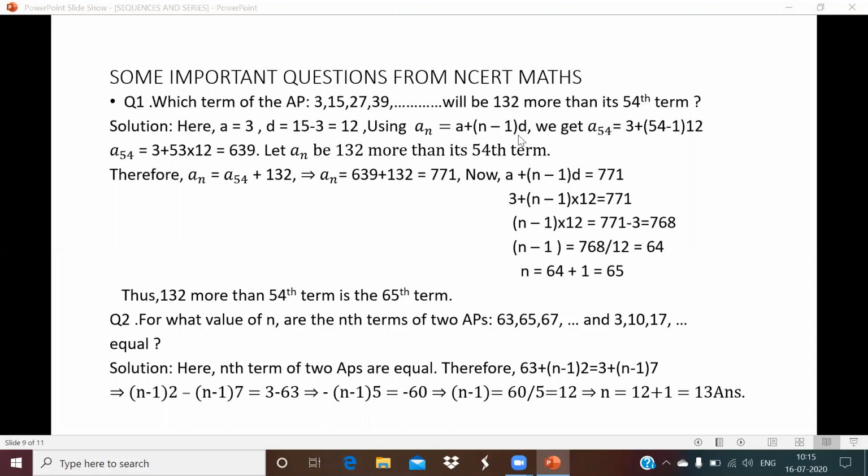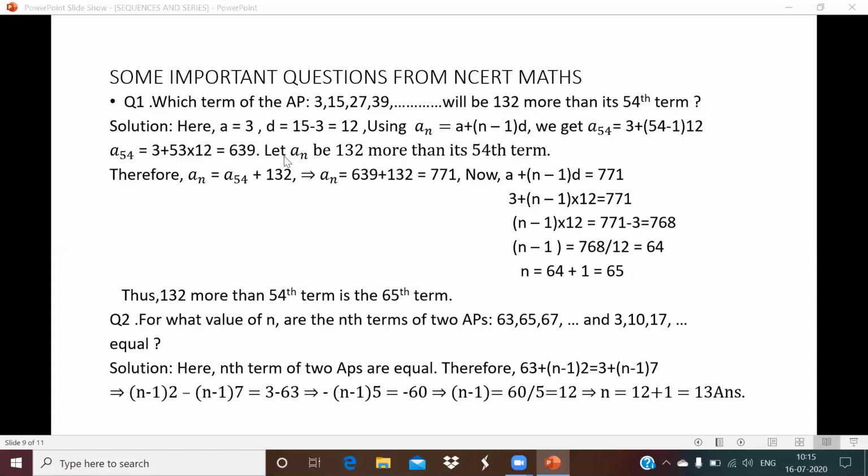Here we have to find out the 54th term. That's why n is replaced by 54. The value of a is 3, the value of n is 54 and the value of d is 12. You can see all the values we are substituting, and by simplifying it, we are getting 639, which means the 54th term is 639.